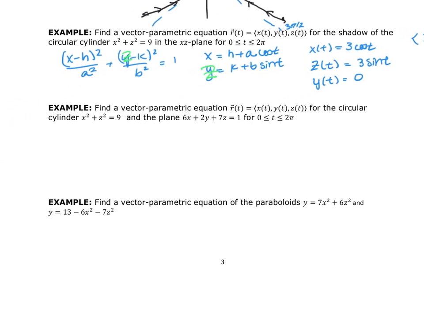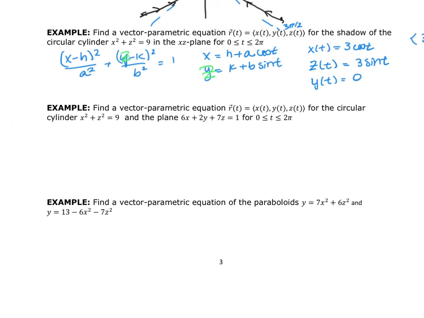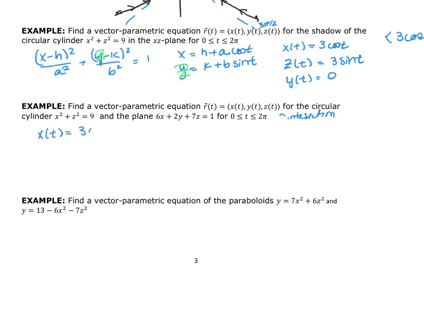All right, so find a vector value equation for the cylinder. Oh, we know what that looks like, and the plane. Oh, okay. Well, we know what x of t is, and so we're looking for the intersection of these. Find a vector equation for the intersection. X of t is still going to be the same thing, so that's going to be 3 the cosine of t. And z of t is still going to be 3 the sine of t.